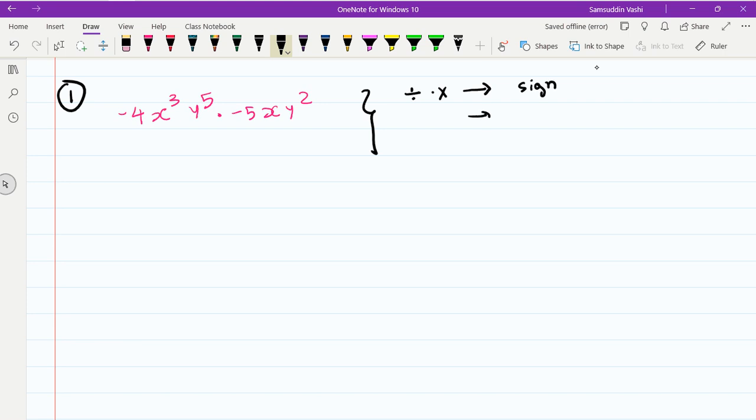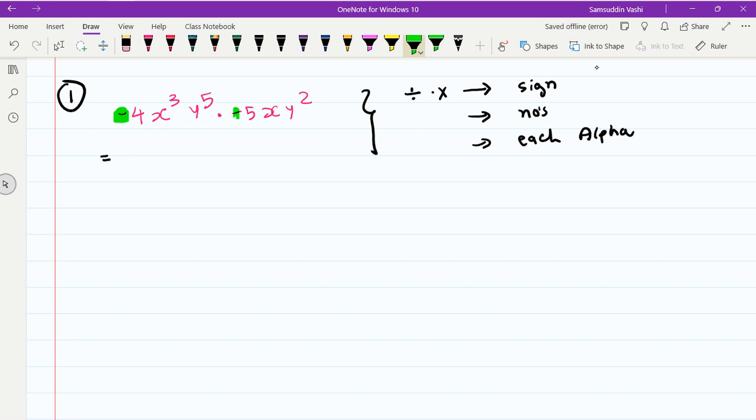Then the second step, we work with numbers. And the third step, we work with each alphabet. Sign has nothing to do with number or alphabet. Number has nothing to do with sign or alphabet. And alphabet has nothing to do with the sign or another alphabet. Okay, so it's all completely separate. So it's the same rule for multiplication and division.